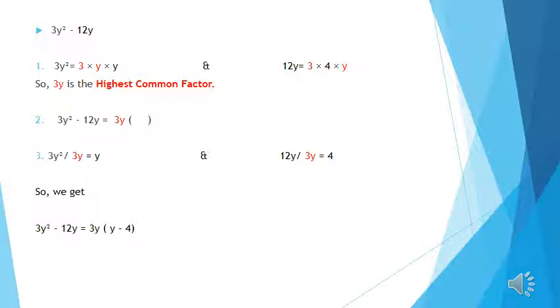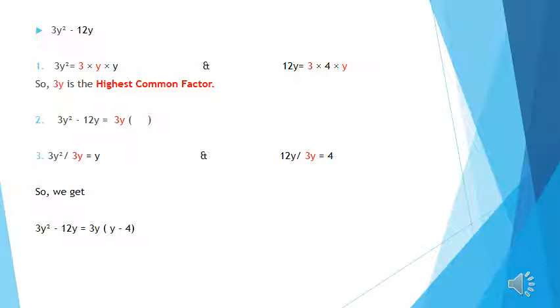It's true that 3 is a common factor and y is also a common factor, but here we must choose the highest common factor, which is 3y. The second step is that we take the highest common factor and we open the parentheses. So 3y squared minus 12y equals 3y, and we open the parentheses.